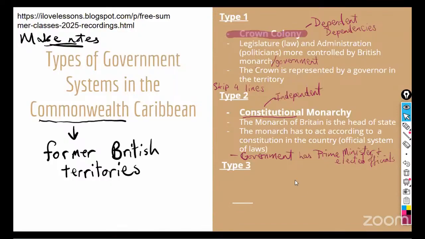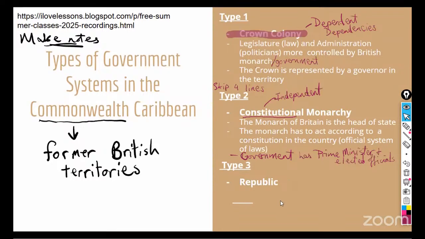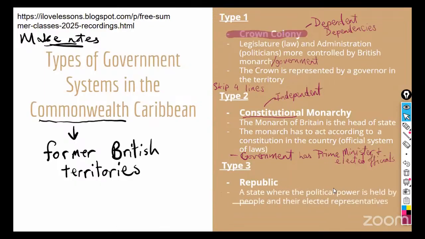And then finally, the third type is the republic. The republic has cut ties with the motherland, with Britain, right? Because we're looking at countries that were British. And they have a president as their head of state. So a state where all the political power is held by the people and their elected representatives, right?